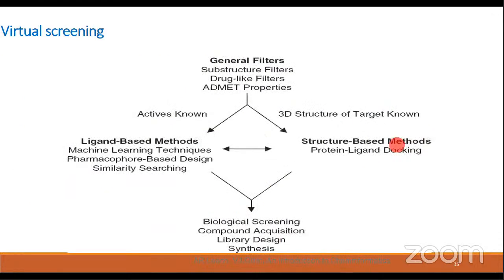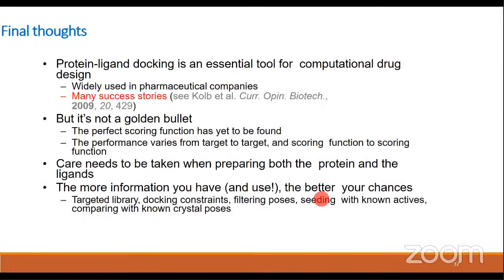So here in this process, you will have general filters like drug-like filters, ADMET filters, and sub-filters based upon the known actives' 3D structures. Based upon that, you need to shortlist the molecules for either ligand-based or structure-based methods. Virtual screening is simply for shortlisting the molecules. So this is overall about the basic approaches for molecular docking.